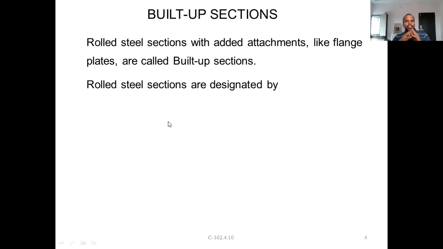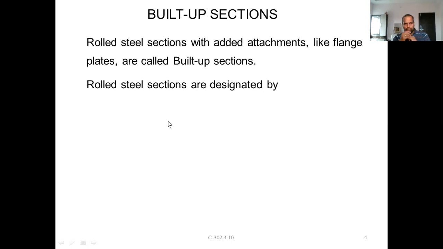Generally, additionally flange plates are attached. That's what is mentioned here: rolled steel sections with added attachments like flange plates are called built-up sections. Most of these are required in the case of beams. This is very much required. Most of the cases we use this type of built-up sections in beams. In columns also it may be required, but only if it is subject to very heavy load. Normally, it is very common in the built-up sections of beams.